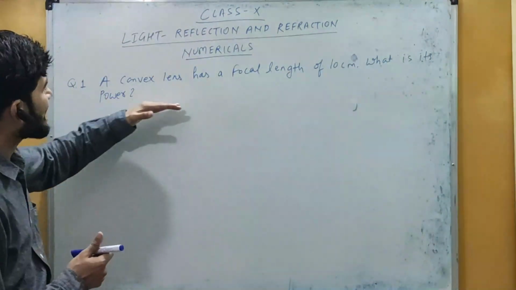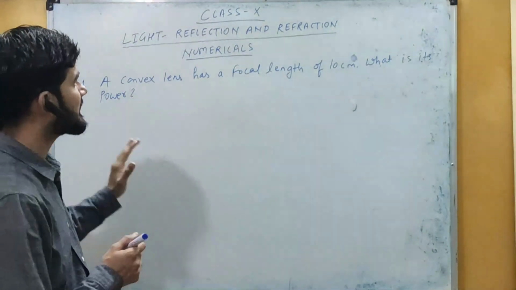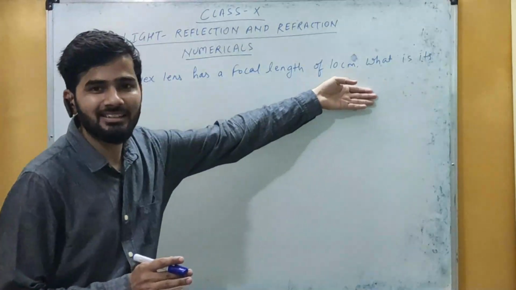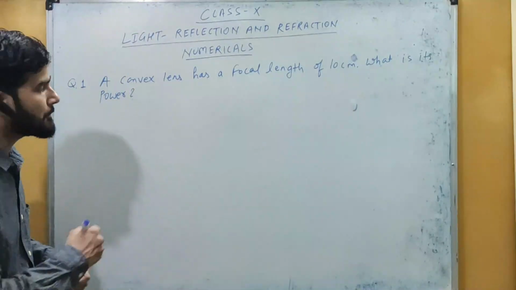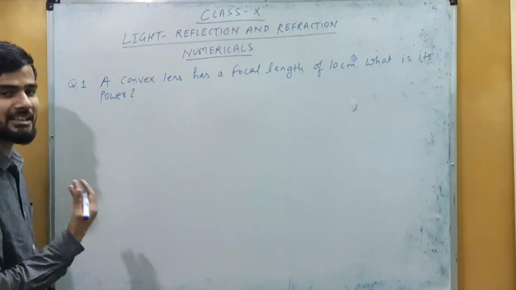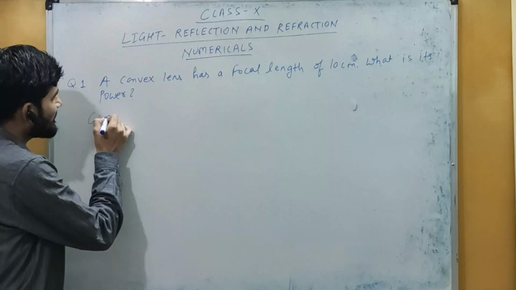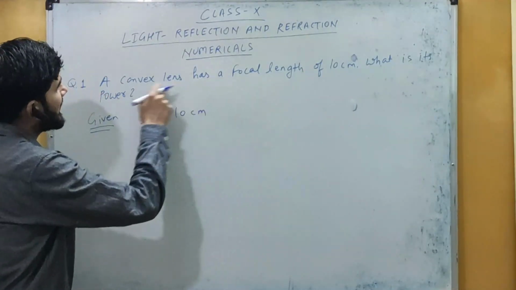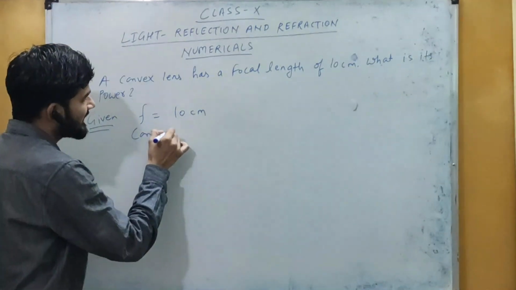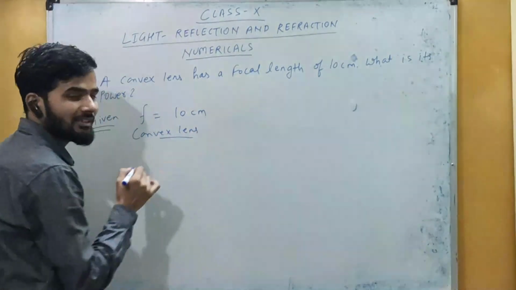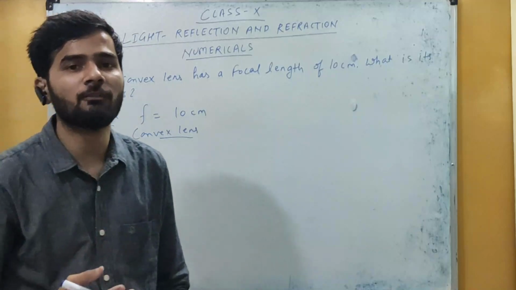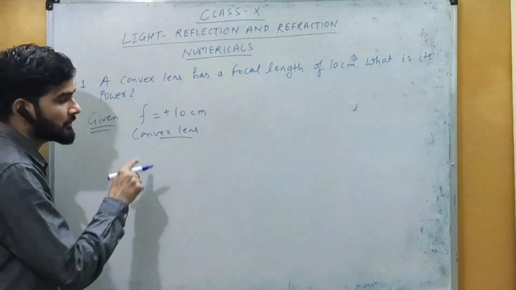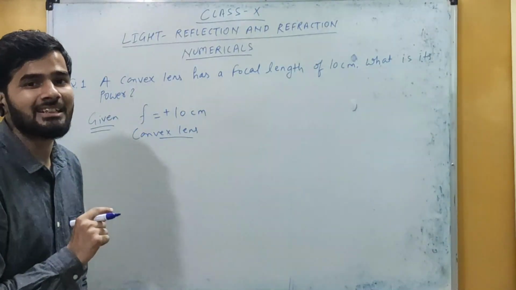So first question: a convex lens has a focal length of 10 cm. What is its power? We have a convex lens whose focal length is given as 10 cm, and we have to find its power. So first of all, write the given data. Here the given value is the focal length f equals 10 cm, and which lens do we have? The convex lens. But for the convex lens, what is the sign of focal length? For a convex lens, the sign of focal length is positive. So here f will be equal to plus 10 cm.